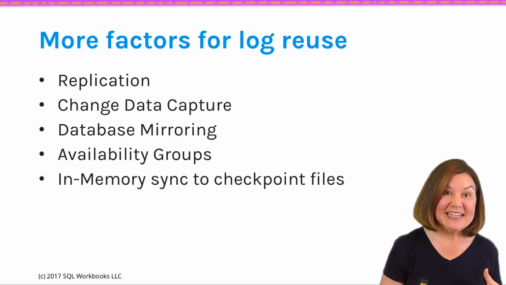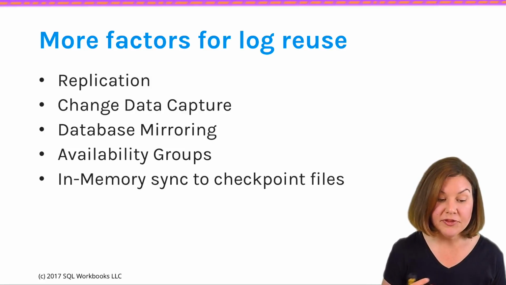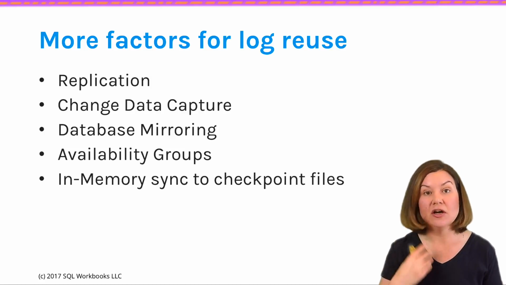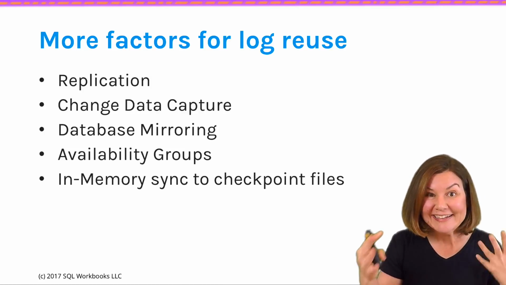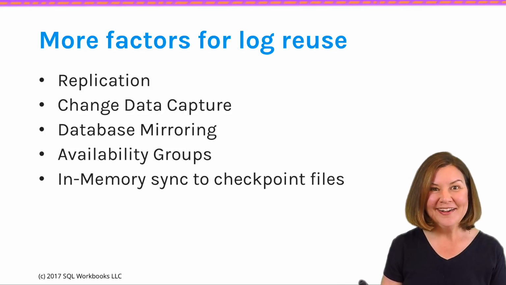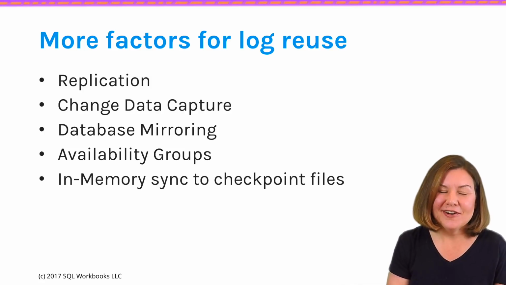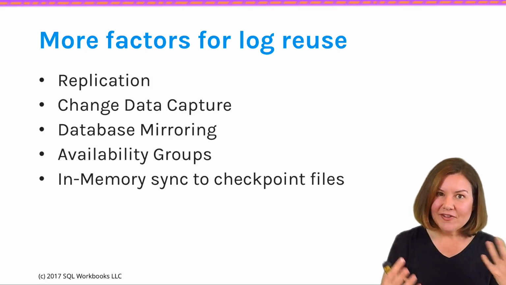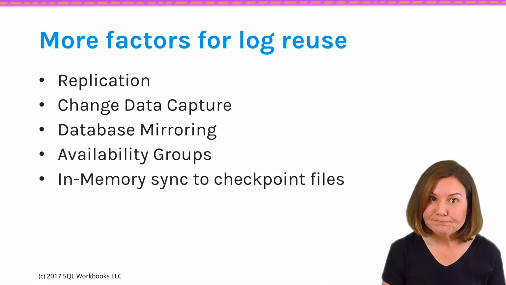Also, technologies like database mirroring and availability groups sync data from the transaction log file. So if we have an availability group replica that's offline and can't sync the data over, we can't just write over it in the transaction log, right? So if we have mirroring or AGs, we have to be really conscious of that.